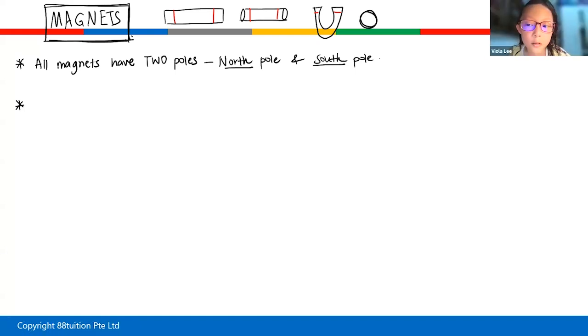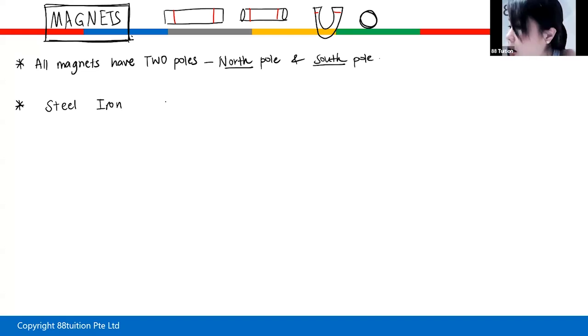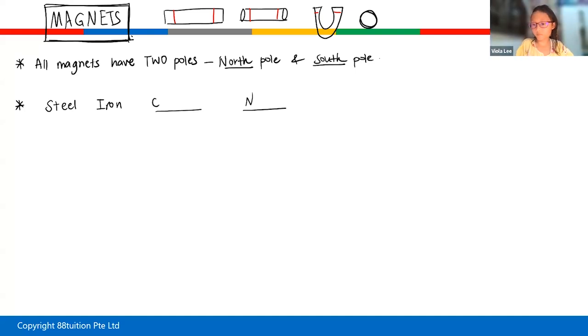Iron, steel, copper, and... Are you sure it's copper or not? Do you remember what's the last one, Viola? Do you remember or do you not remember? Okay, you better copy it down, yeah? Li Wen, can you help her? What is the one that starts with C? Cobalt. Cobalt. Very good.